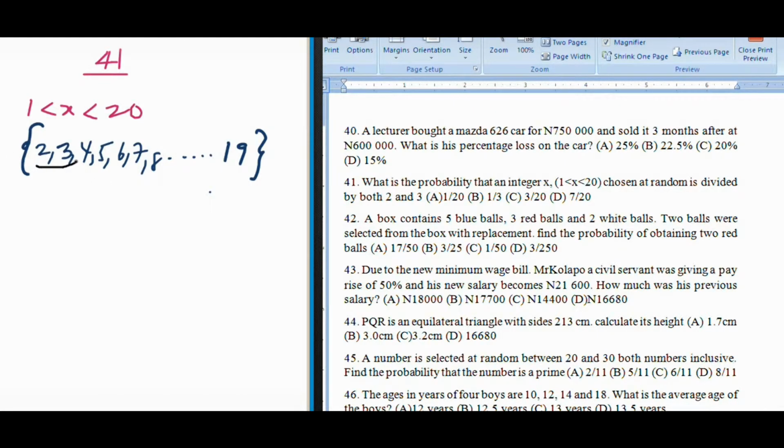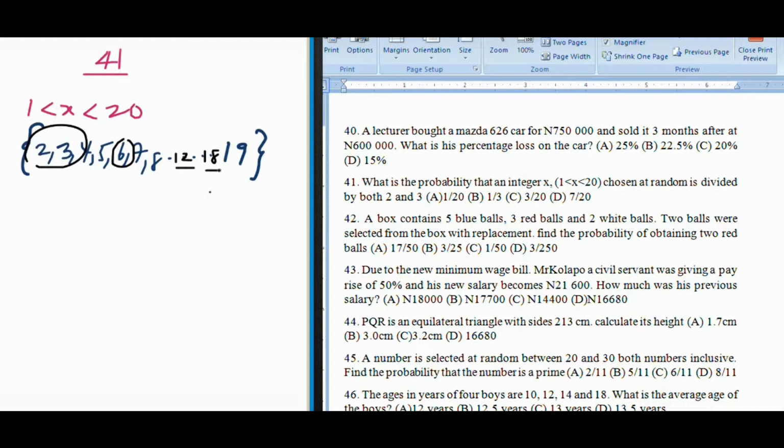Then let's look at it. As you move from left towards the right, 6 is the first number there. You can divide it by both 2 and 3. Then after that, the next one is 12. You can divide it by both 2 and 3. Then the next one is 18. You can divide it by both 2 and 3. So it means there are 3 numbers.